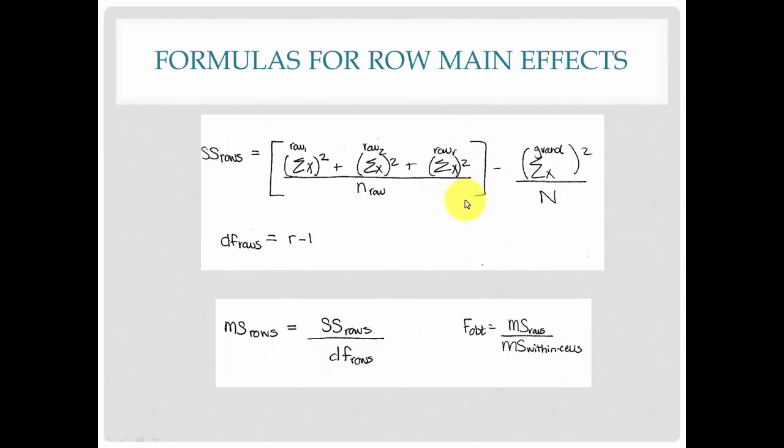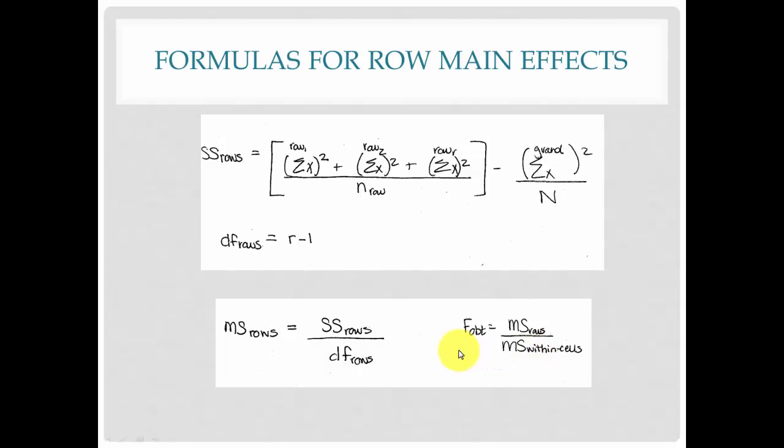And then, once we've calculated that, we're going to subtract from this total the grand sum of x, so summing x's of all of the cells that we have in the entire calculation. Then we're going to square that and divide it by n, where n is the total number of people in the entire experiment. Remember that degrees of freedom for rows is the number of rows, r minus 1. And then to calculate the mean square for rows, we're going to take sum of squares rows over degrees of freedom rows. This is very familiar. This is no different than what we've been doing for ANOVA. And then f obtained, again, the same thing. We're going to take our mean squares rows and divide it by mean squares within cells.